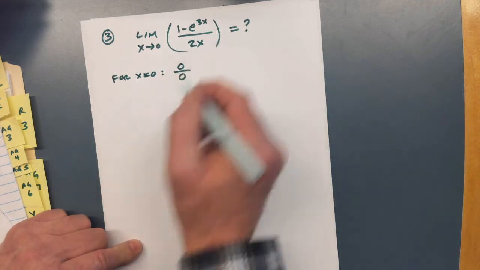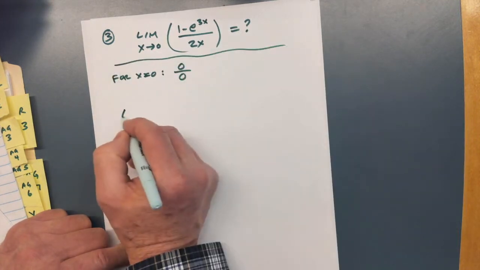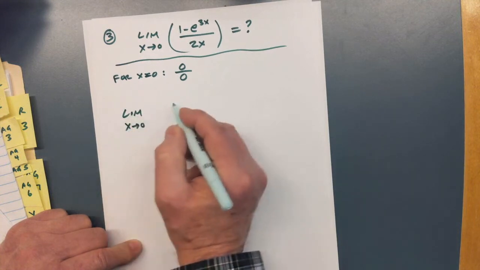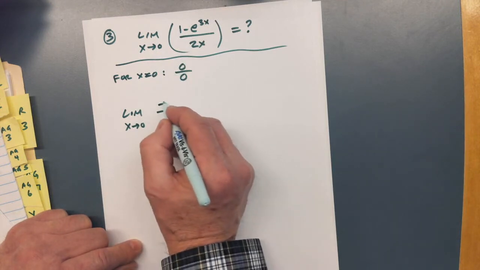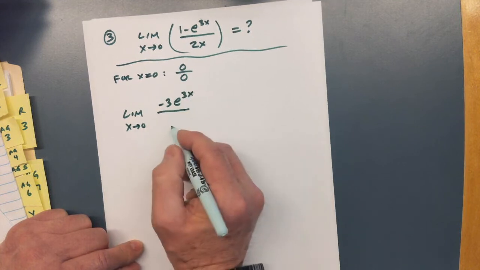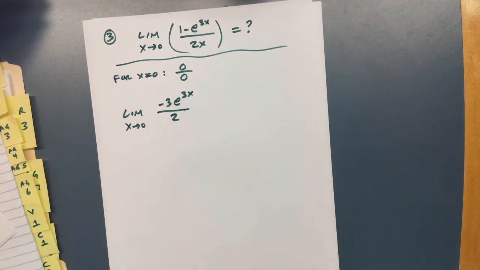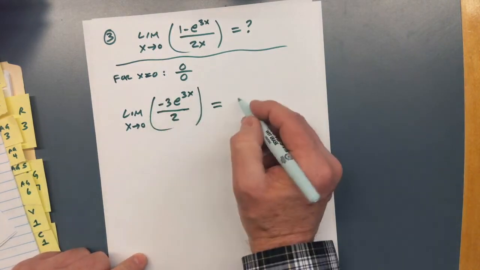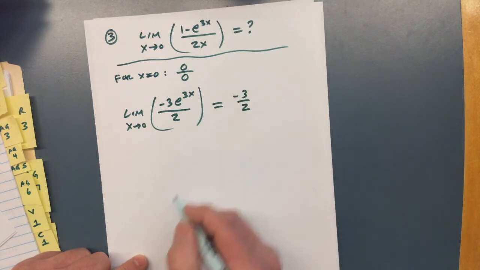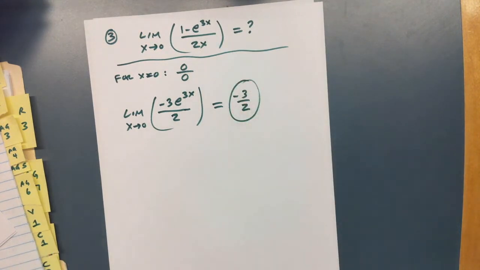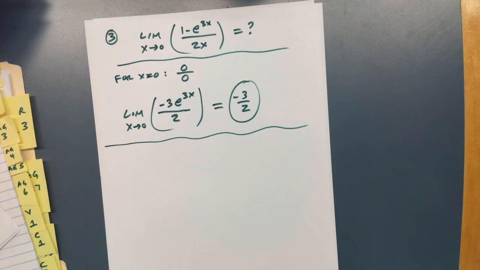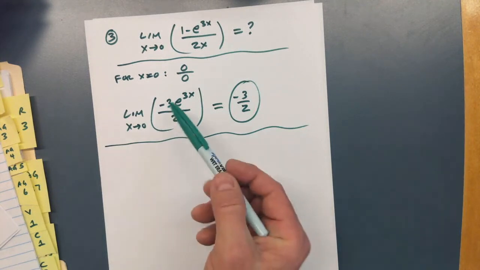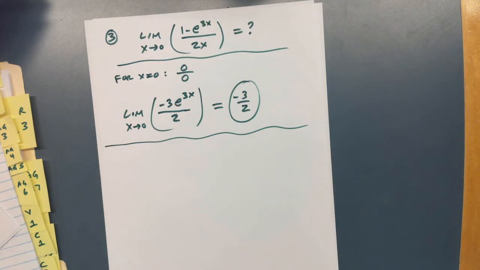And so this limit is the same as the limit as x goes to 0 of the ratio of the derivatives. So that's minus 3e to the 3x divided by 2. And now you can substitute in x equal to 0 and we get minus 3 halves. It's the final result. And again, that derivative that I took of the numerator is in the tables.